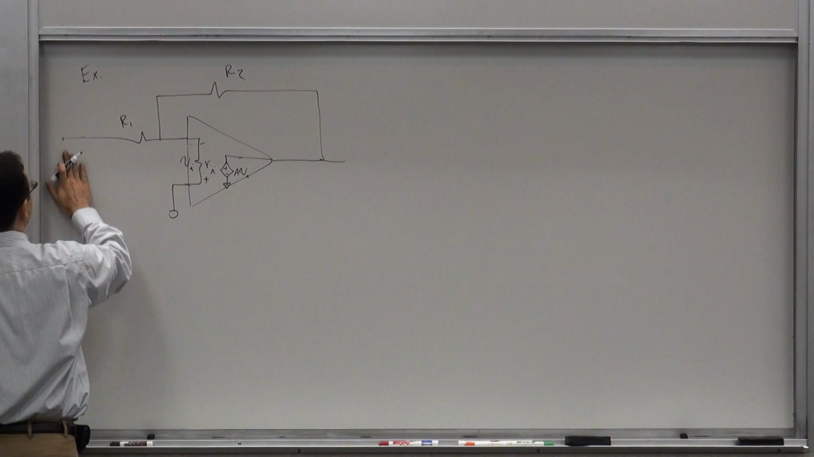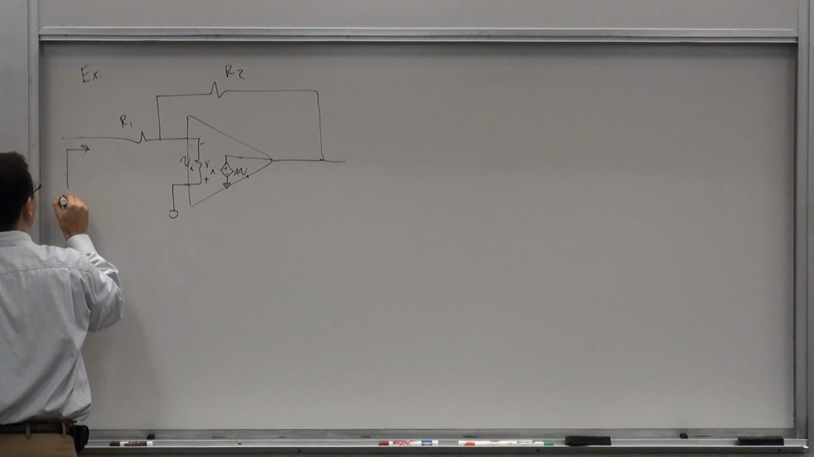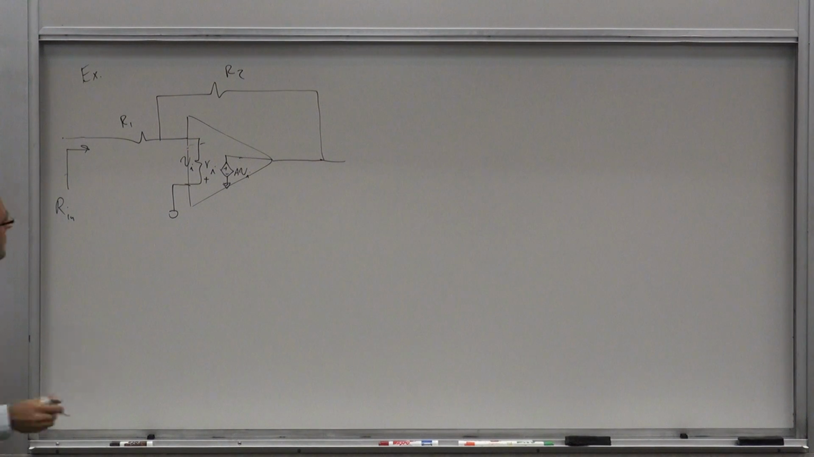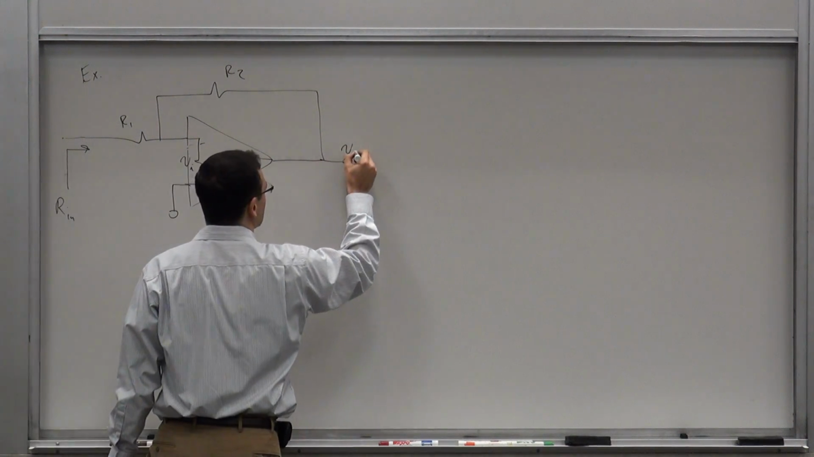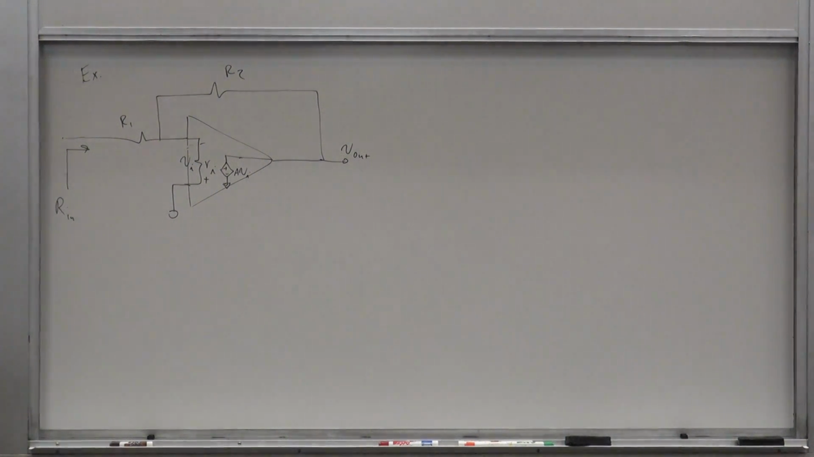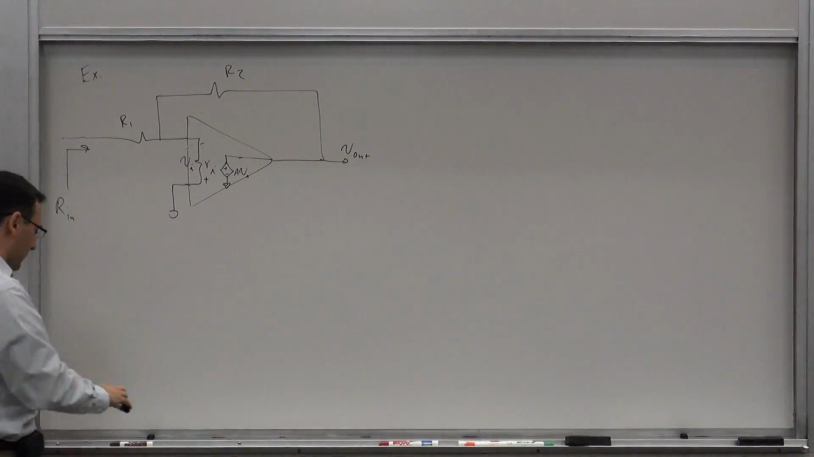So let's say I'm interested in the impedance seen from this input. Let's call this resistance in this case, Ra, and this is Vi. How do I calculate this? Well, there are different ways. Let me just play a trick first.